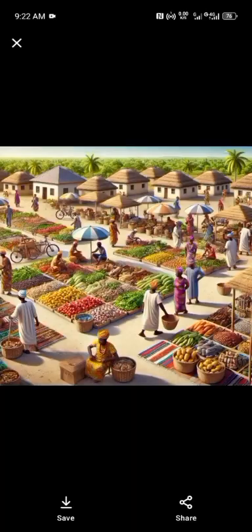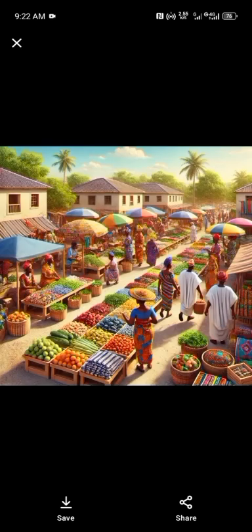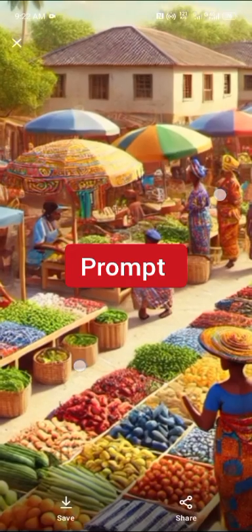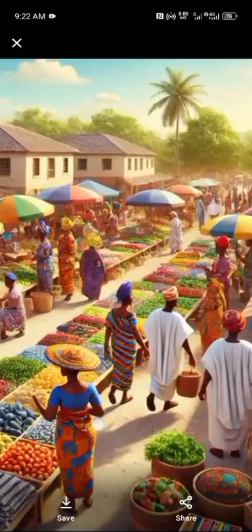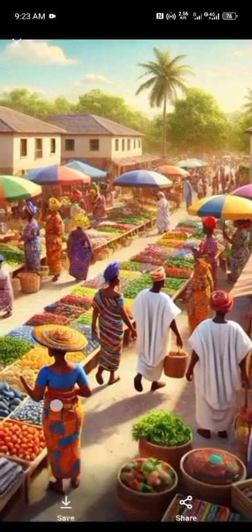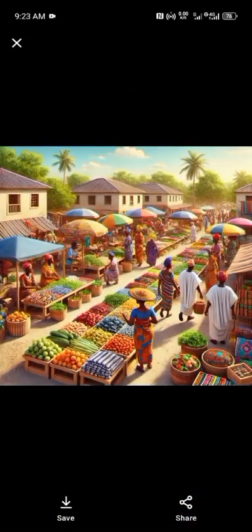Now as I used to tell you, the most important thing in the use of AI is your prompt. Yes, the power of AI lies in the prompt that you use. Now imagine, look at this. You can see that it looks like an African market. How do I know? Look at the clothes that they have on. These are African dressing. Now if you need something like this, you must firstly sit down and imagine what you need.